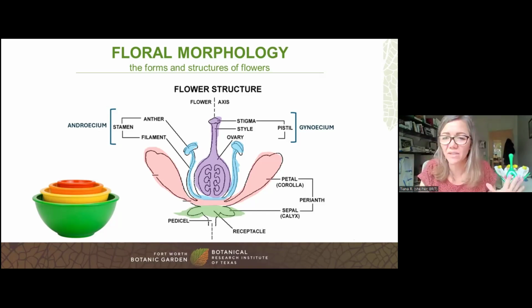Okay, any questions about this diagram or points somebody wants to make? Okay, all right, don't hesitate. Someone's got to break the ice.